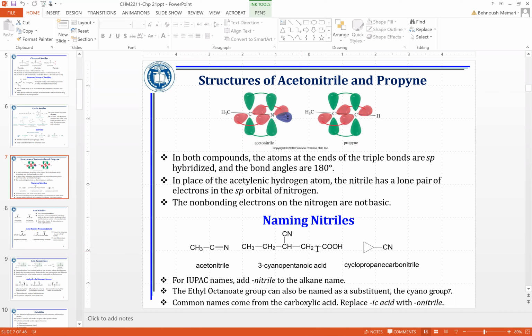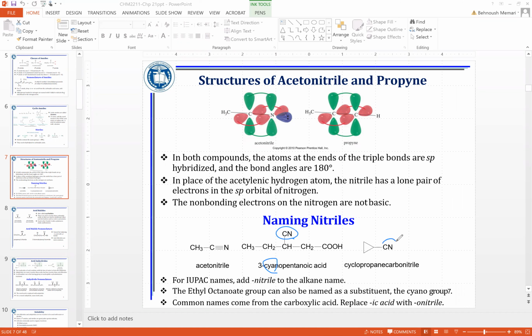But if you have a CN group as part of the carbon chain, and you also have a carboxylic acid, in this case you would name the compound as a carboxylic acid. So you would name the nitrile group as the branch, so it would be a cyano group.